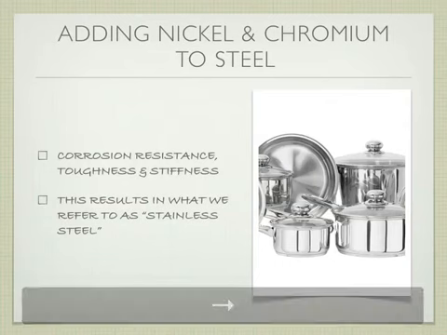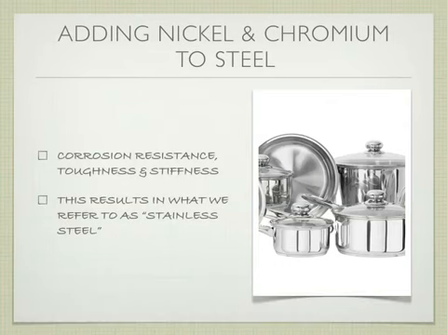Right? If we add nickel and chromium to the steel, we get what's called stainless steel. How many people have heard of stainless steel before? Okay, my guess is you probably have. Stainless steel, the idea here is that we're increasing its corrosion resistance, number one, followed by its toughness and stiffness. Interesting thing about stainless steel is by adding the nickel and the chromium to the steel, it loses its metallic properties.